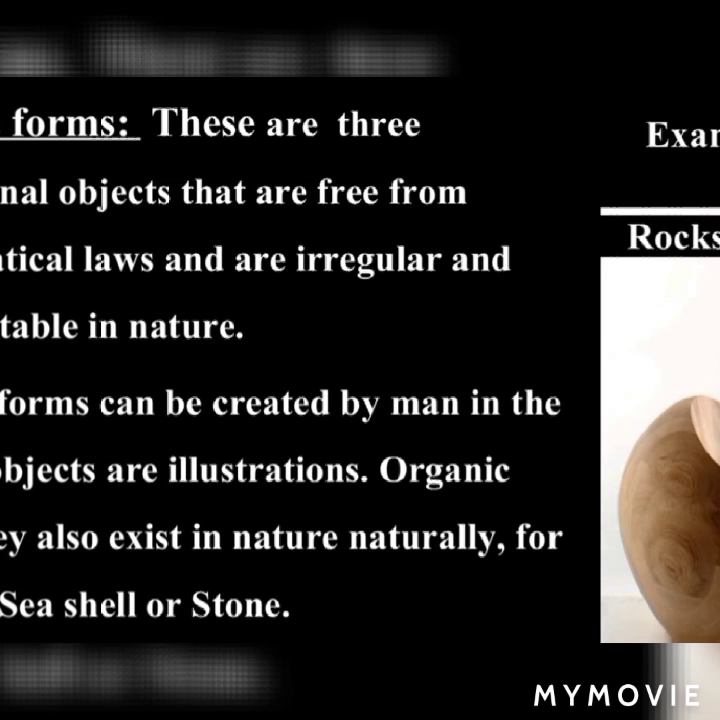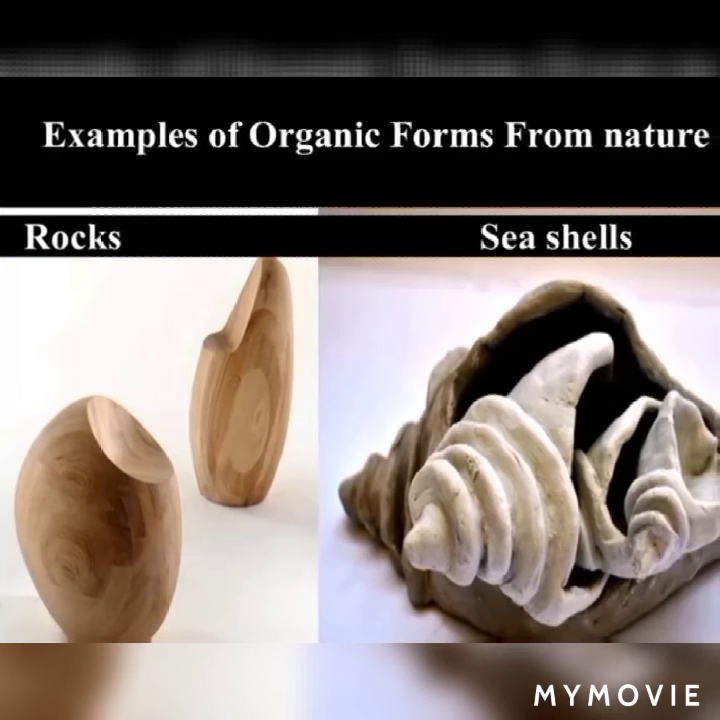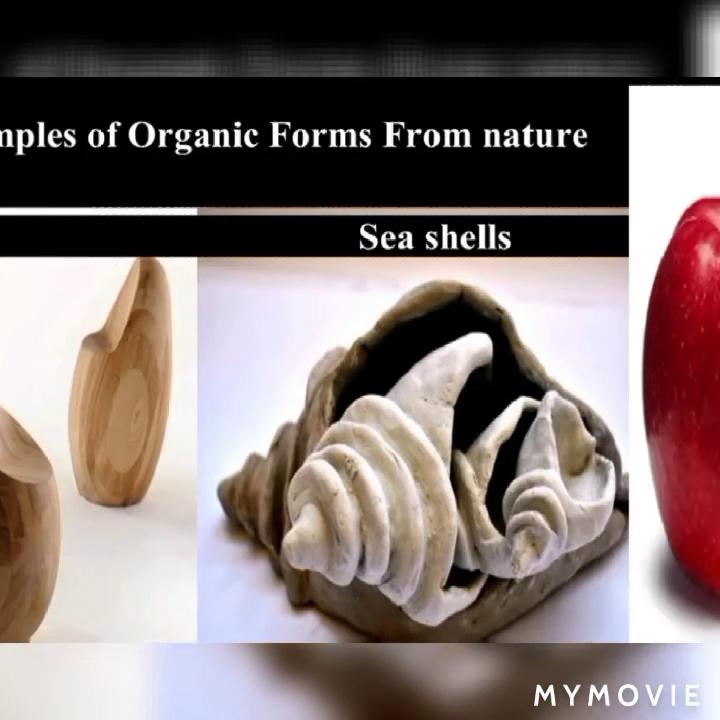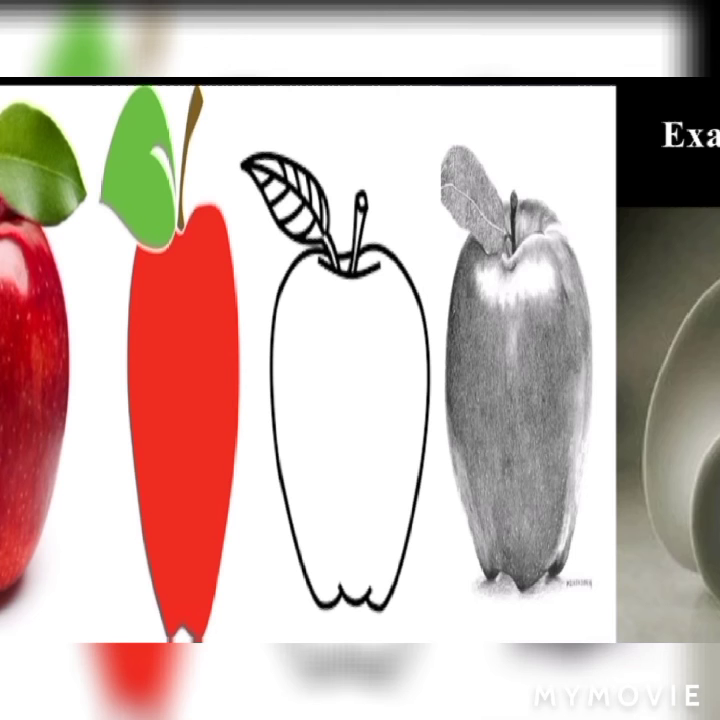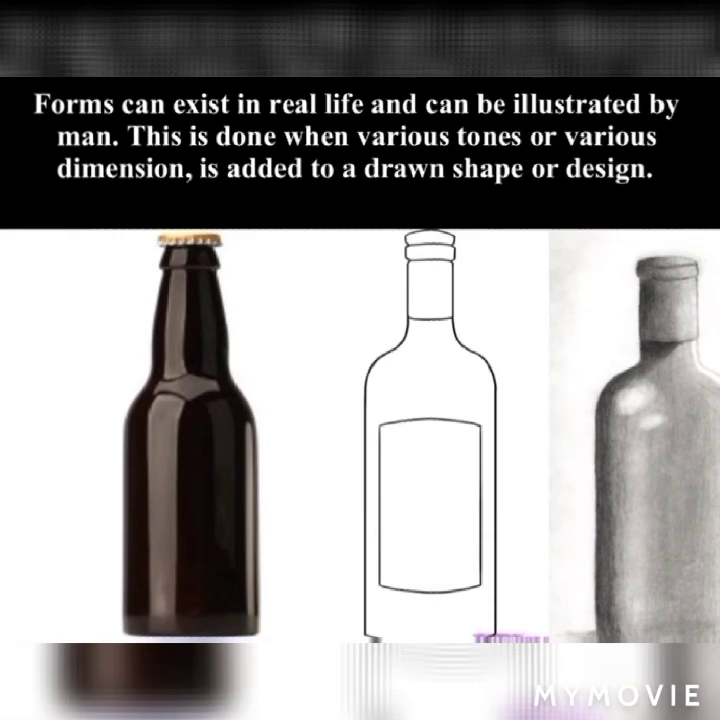Now we have organic forms. These are 3-dimensional objects that are free from mathematical laws and are irregular and unpredictable in nature. Organic forms can be created by man in the form of objects or illustrations. Organic forms also exist in nature naturally, for example, seashells or stones. We can see the examples of organic forms: rocks, seashells. These are 2D and 3D shapes, which are free-flowing organic forms.